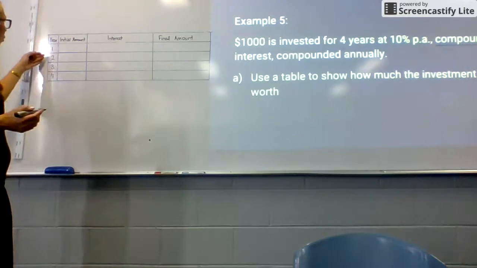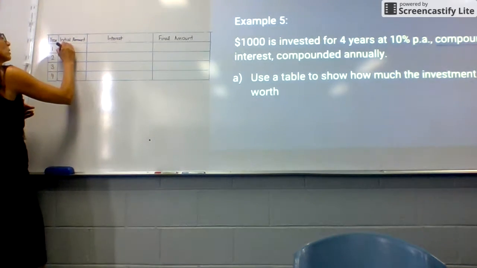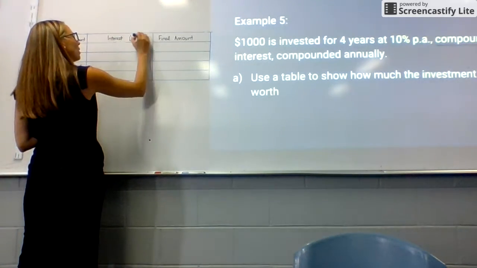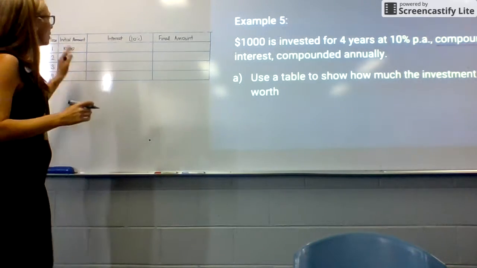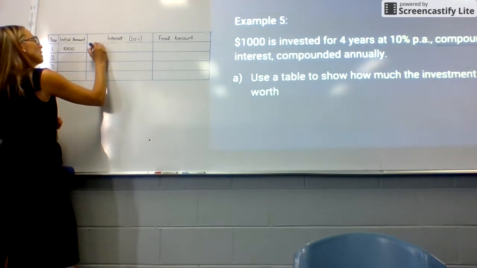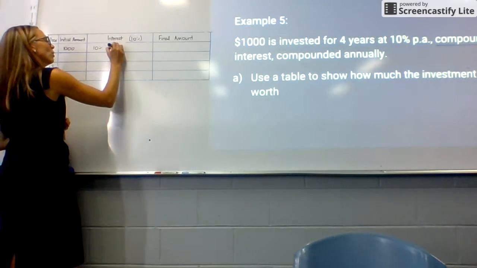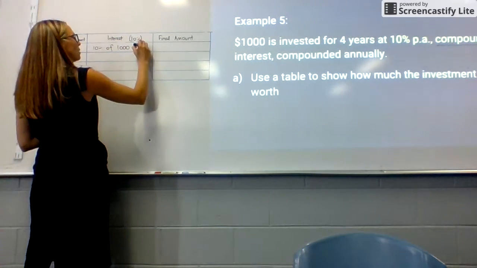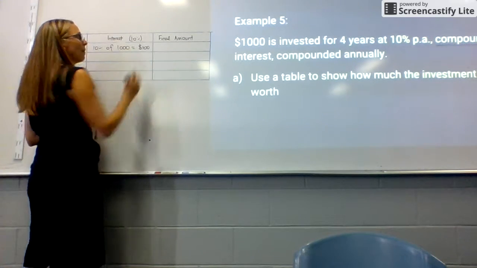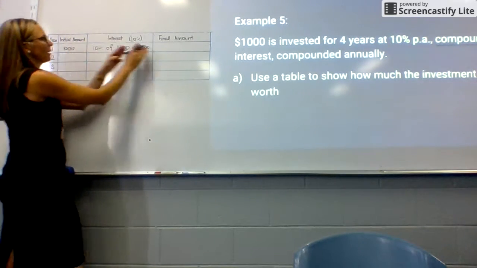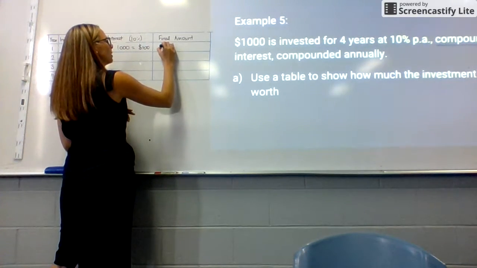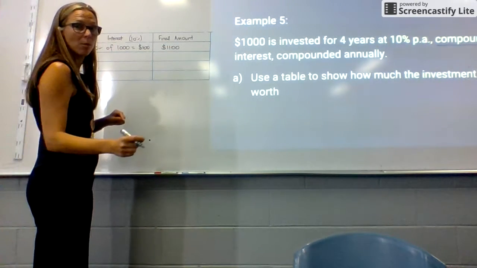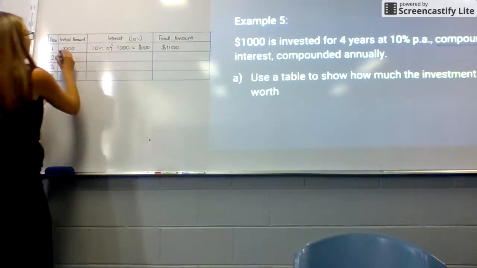4 years, 4 rows, $1,000. 10%, let's put it in brackets to remind ourselves. So in the first year, 10% is earned of $1,000. So 10% of 1,000 is 100. And the final amount is simply the 1,000 plus the 100, which is 1,100. That will look the same as the previous table. Now we carry that information over here.